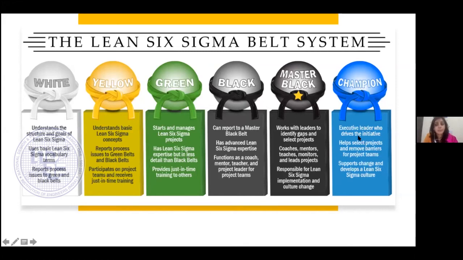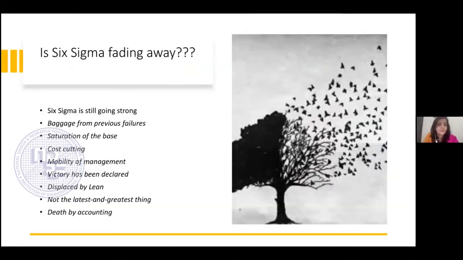And then champions, they are usually the process owners. They own the organization, they fund the project, and they are very important key personnel to create that Six Sigma culture. Now, is Six Sigma fading is the question. If you ask me what my opinion is, definitely it is not fading.